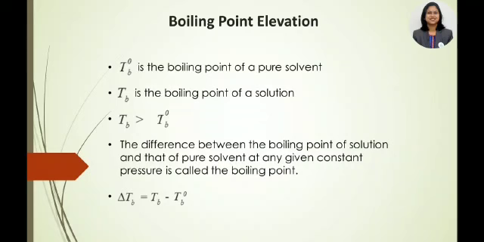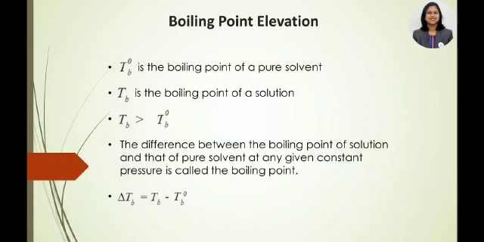Now let us consider the terms. TB0 is the boiling point of a pure solvent. TB is the boiling point of a solution. Now TB is greater than TB0, and the difference between the boiling point of the solution and that of the pure solvent at any given constant pressure is called the boiling point elevation.